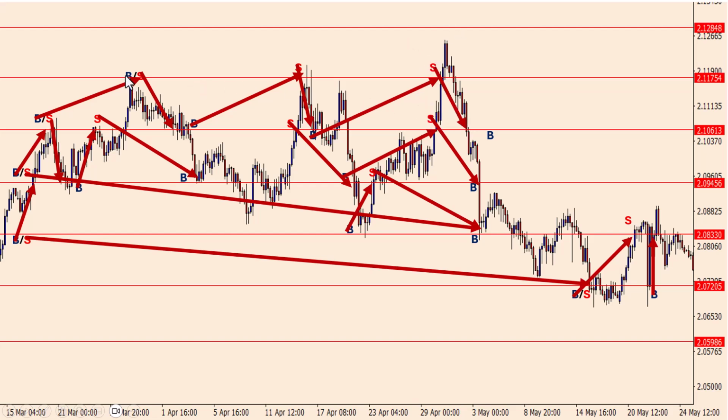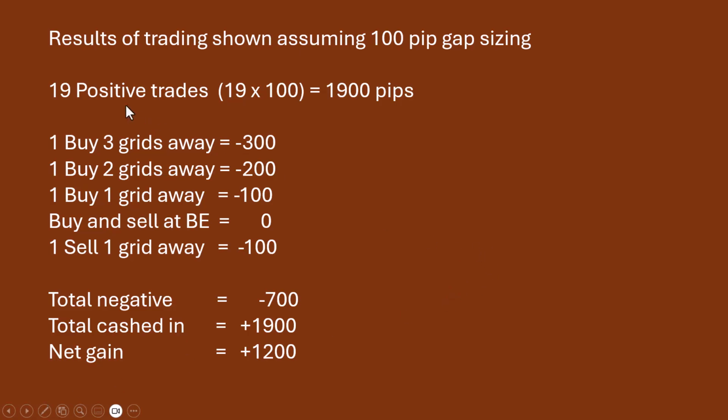But what about these open trades that haven't been cashed in? For instance, there's a buy, there's a buy, there's a buy, there's a sell that hasn't been cashed in. So what happens with them is they naturally are carrying loss. So what you do then is you say, all right, what is the result of all of this? 19 positive trades, 1,900 pips. Then you say that the one buy at grid level 3 is minus 300. Other one is minus 200. The other one is minus 100. The buy and the sell at break even is 0. And then the sell in this example is minus 1.